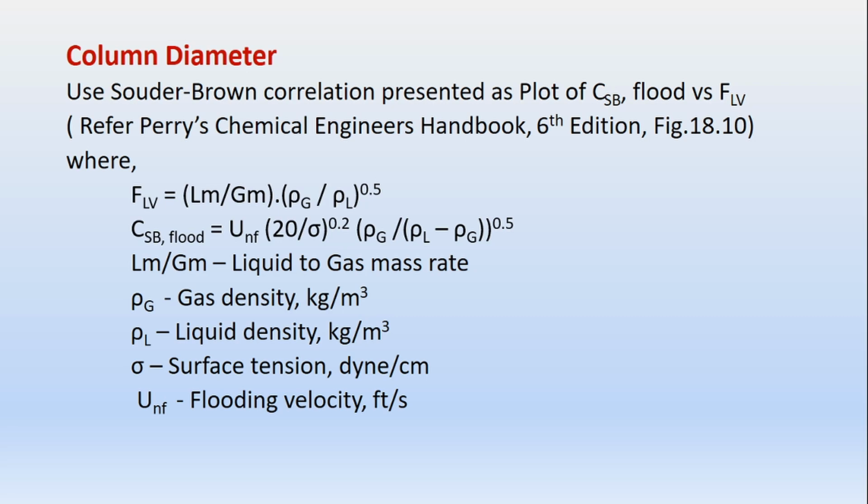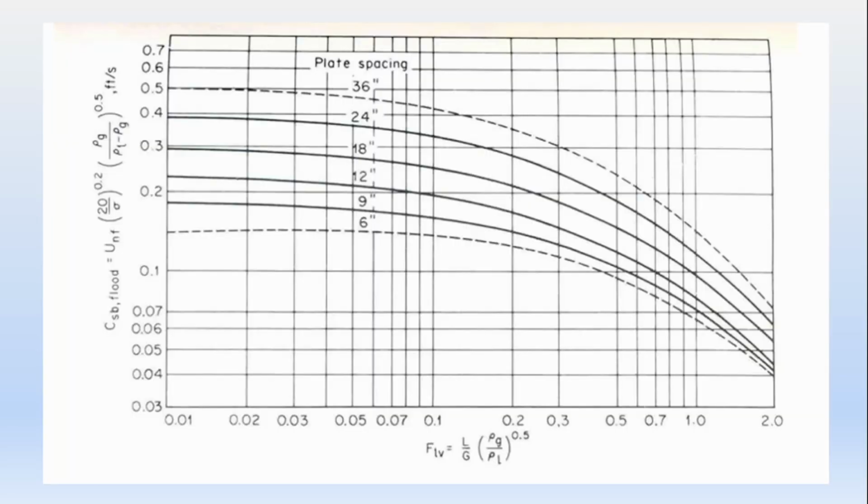So we need to determine this flooding velocity through the Souder-Brown plot. Okay, this is the plot which is given in Perry's handbook, and this plot is done for different tray spacings. So you have got 6 inch, 9 inch, 12 inch, 18 inch, 24 inch, 36 inch as a tray spacing. In this problem we have assumed the tray spacing is 18 inch, right? So 18 inch is the plot for us. So this is our plot that we are going to consider.